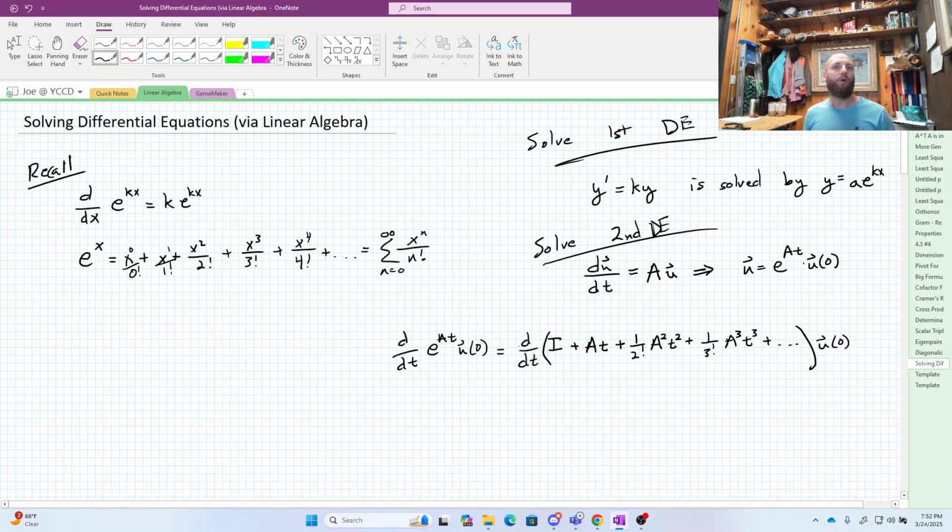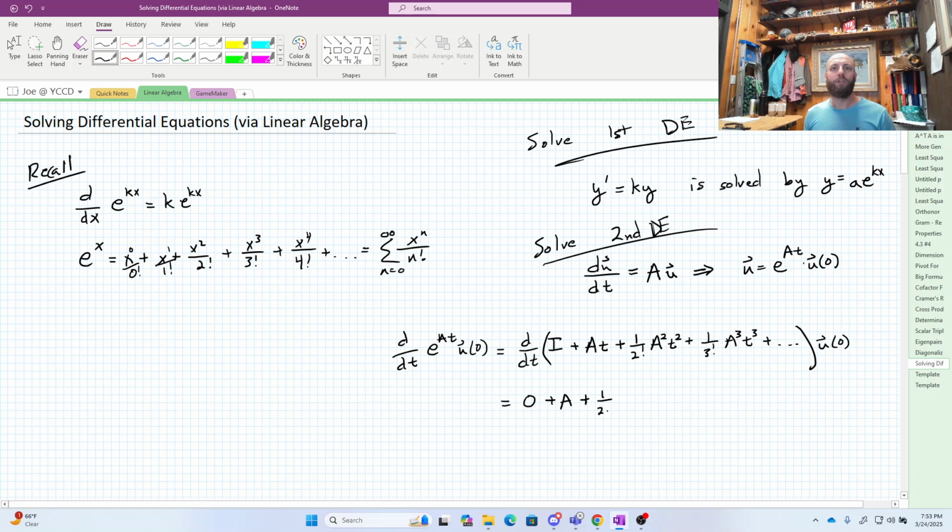Then I'm going to think about, okay, if I differentiate with respect to t, I is not changing with respect to t, so that's going to give me the 0 matrix. This 0 is a matrix, not a scalar. Then I'm going to get At. Well, the derivative of At is going to be A times t to the 1 lower power, right? So I'm going to get A t to the 0 here. And then I'm going to add to this.